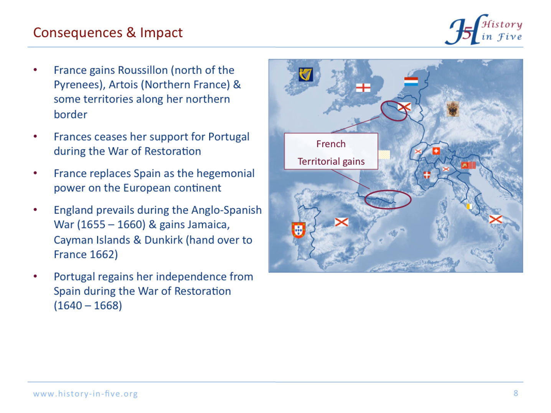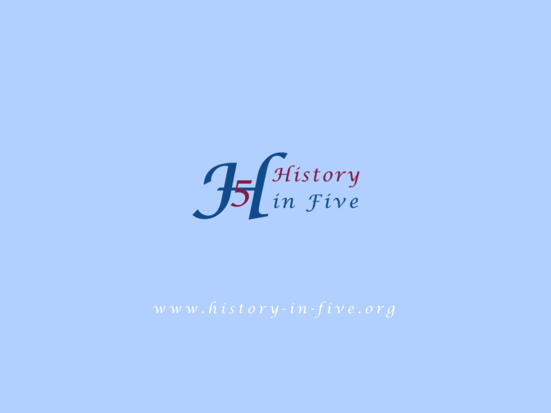But Spain was weakened, so England could relatively easily prevail in the Anglo-Spanish War, gaining Jamaica, the Cayman Islands, and Dunkirk. Also, Portugal could win the War of Restoration and gain her independence from Spain again. That was the Franco-Spanish War in five minutes.